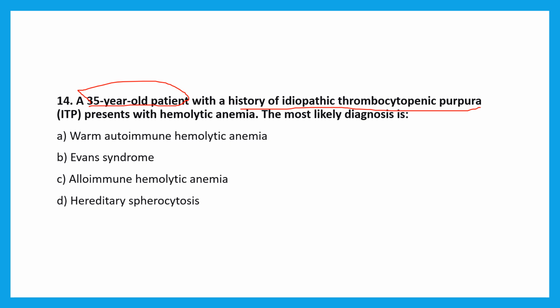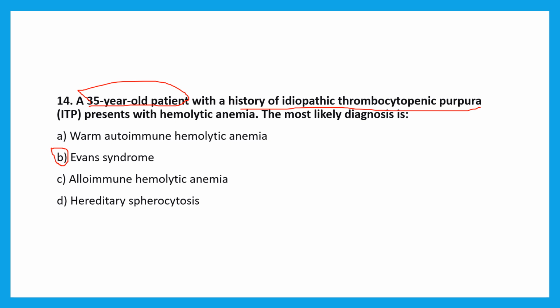Now, look at this. The history of idiopathic thrombocytopenic purpura presents with hemolytic anemia. Does this ring anything to you when you look at this combination, this tag team here? I'll go direct with this one. Evans syndrome is the answer. Why Evans syndrome? Because Evans syndrome is defined as the simultaneous or sequential presence of two conditions, immune thrombocytopenic purpura and also autoimmune hemolytic anemia, right?